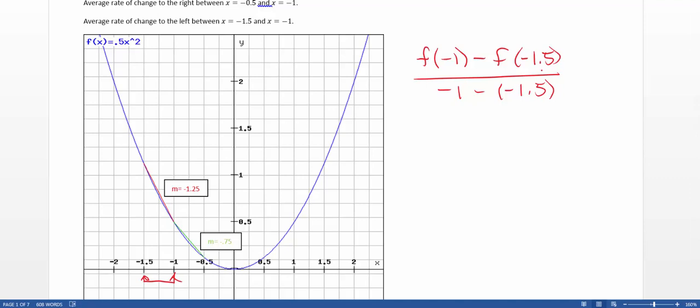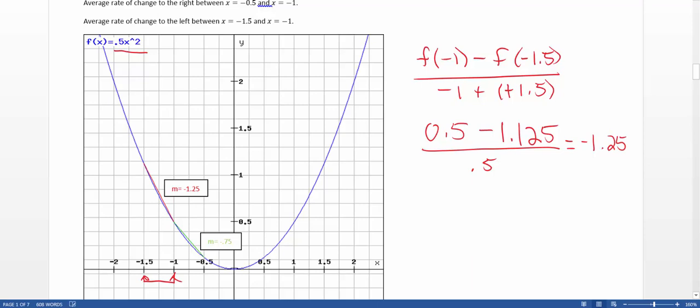We're doing this rate of change to find what's going on here. So we said f of negative 1, we're going to plug in again to the function here, is going to give us 0.5 minus 1.125, divided by, now on the bottom we have negative 1 minus negative 1.5. Again, the minus and the negative are going to cancel, and that's going to give us 0.5 on the bottom. When we plug that into our calculator, we get negative 1.25 for our slope of the average rate of change to the left of negative 1.